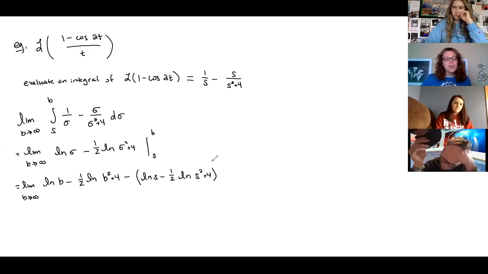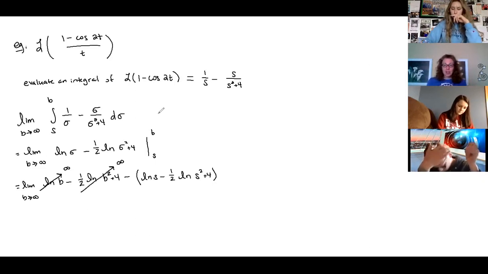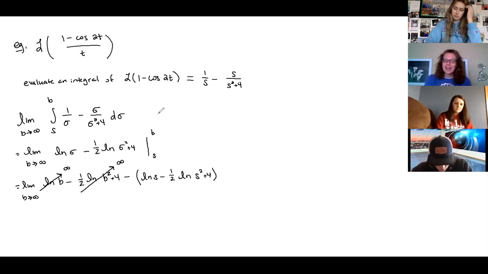All right, as b goes to infinity, I've got 2 pieces going to infinity here. This first piece goes to infinity, and this second piece goes to infinity, right? Think about the graph of natural log. As your input goes to infinity, the whole thing goes to infinity, which means we have infinity minus infinity, which is an indeterminate form. Sadly, it is not an indeterminate form that you can use L'Hopital's rule on right away.